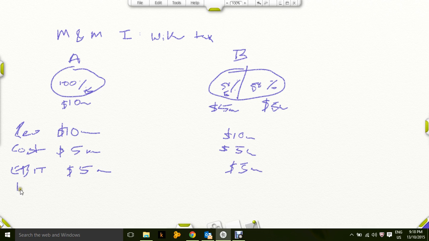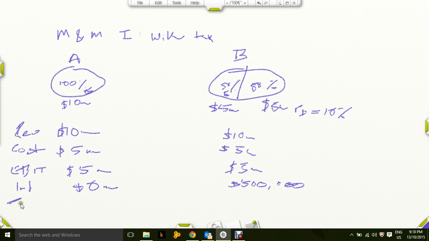In this scenario, there's no interest, so we'll just put that for interest. So that's 0, because there's no debt. And over this side, there is interest. Now, we need to know the cost of debt. So RD, in this case, to keep it simple, we're going to say it's 10%. So therefore, the interest paid every year for company B is $500,000.